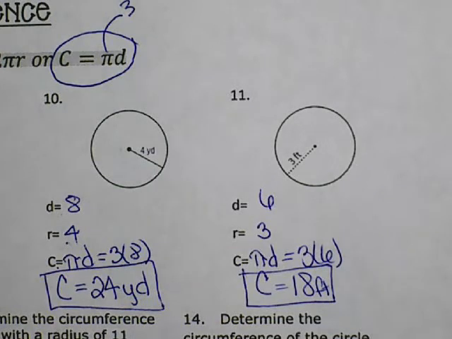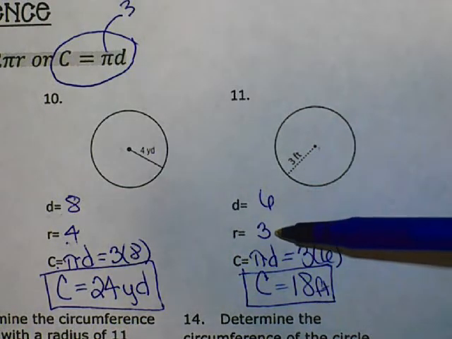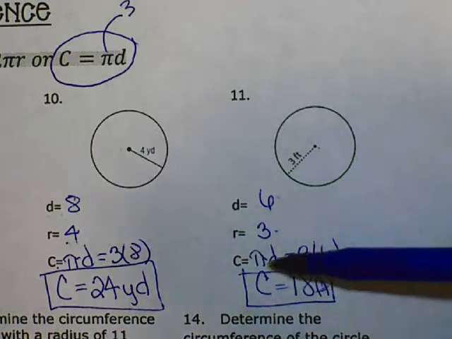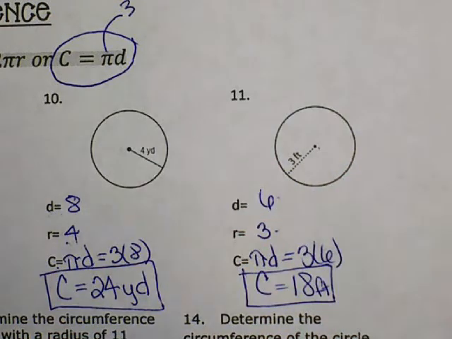Did you get the circumference is approximately 18 feet? That is awesome. They did give you the radius of 3, so it is halfway across the circle. To find the diameter, 6, it would be 6 feet across the entire circle. I'm still going to multiply pi times diameter, which is 3 times 6, and got 18 feet. Let's see if you can do 12, 13, and 14 on your own.